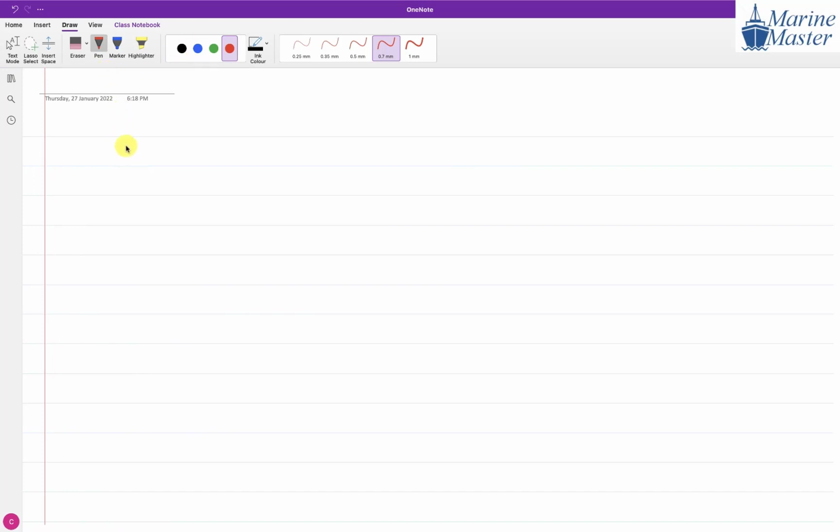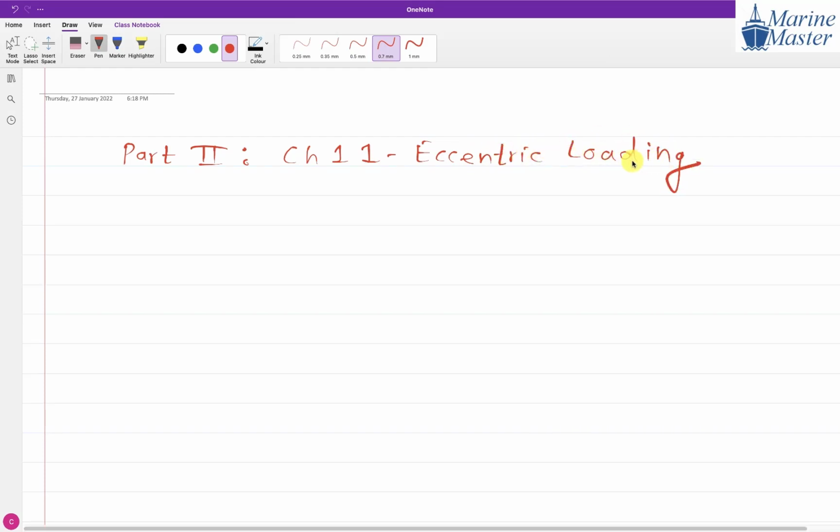Everyone, give the heading: Part 2, Chapter 11, Eccentric Loading, with the help of a red pen.